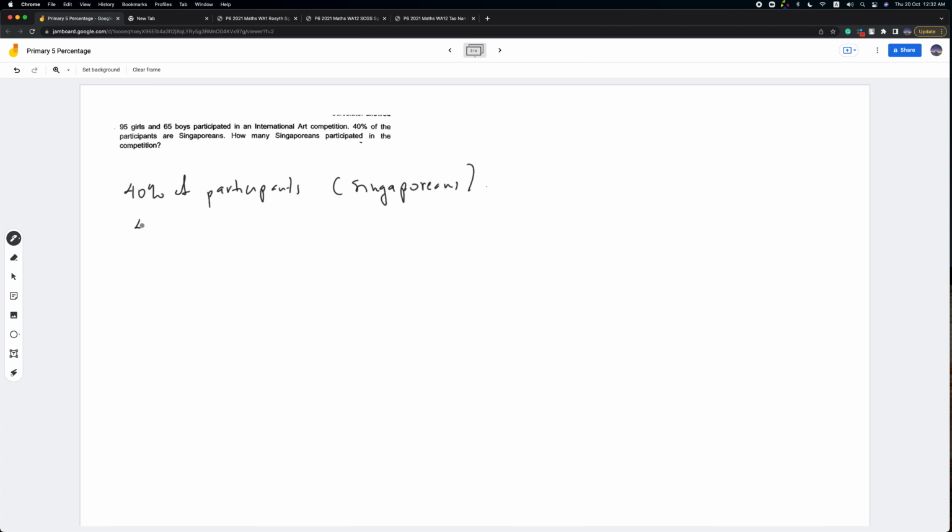Now, this is English, change to maths. Of is times, participants is the total here. So we'll just total it up using the calculator. 95 plus 65 is 160. And when we do this, remember we'll get Singaporeans. So there's no need for us to do any subtraction for this question. Okay, so it's important to understand what you get when you do this multiplication. So 64 of them are Singaporeans. Alright.